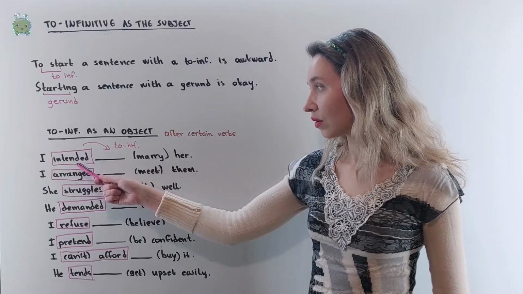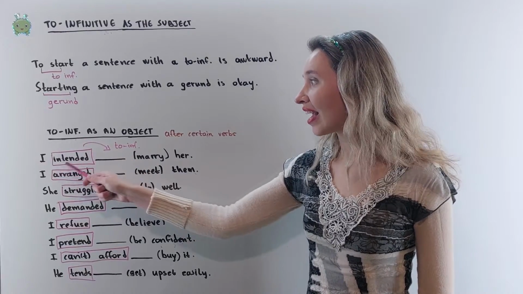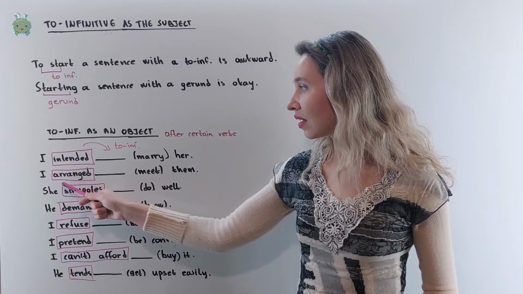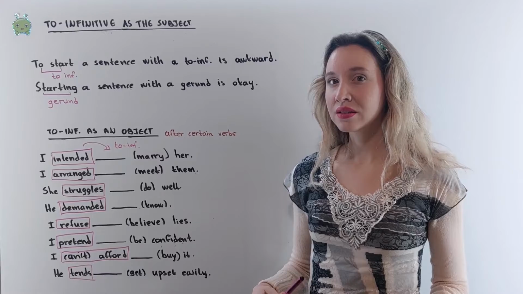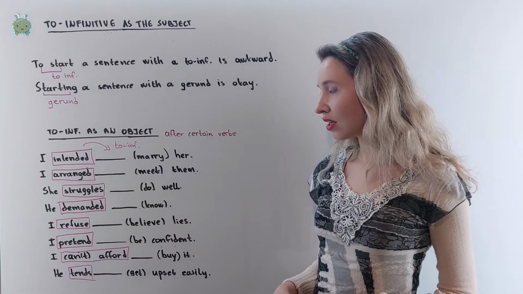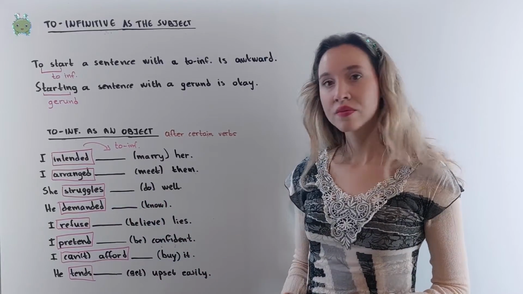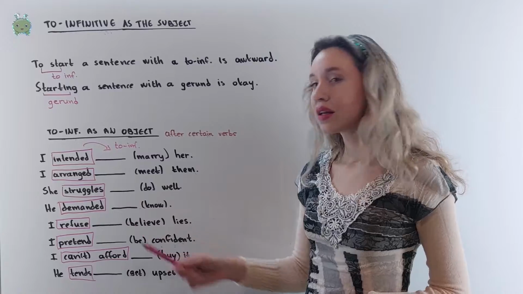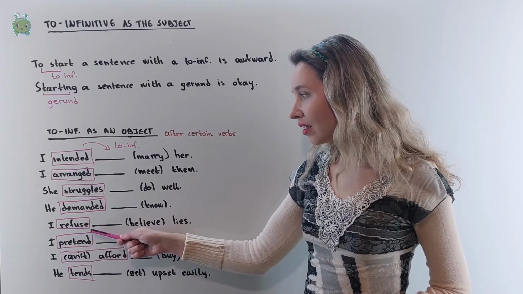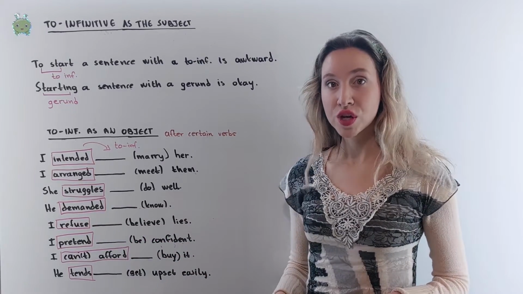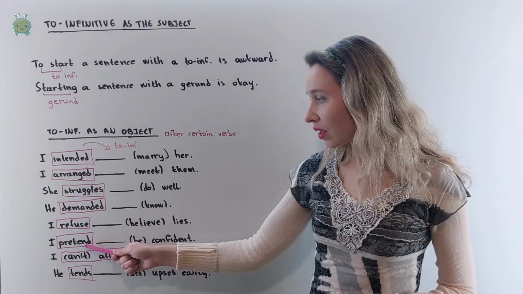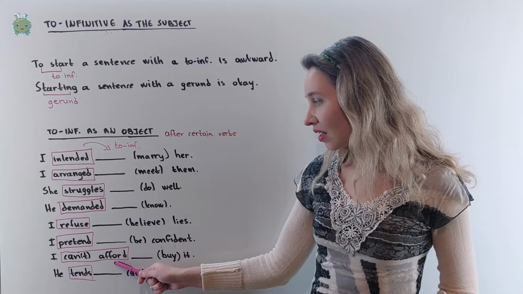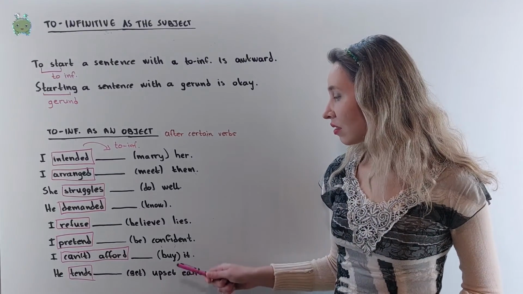I intend to. I intended to marry her. I arranged to meet them. She struggles to do well. He demanded to know. I refuse to believe lies. I pretend to be confident. I can't afford to buy it.